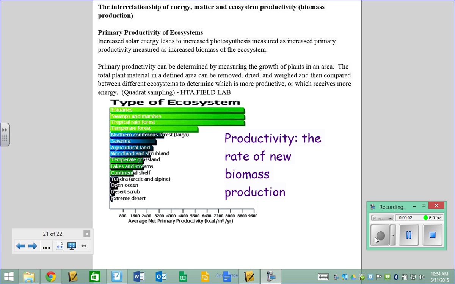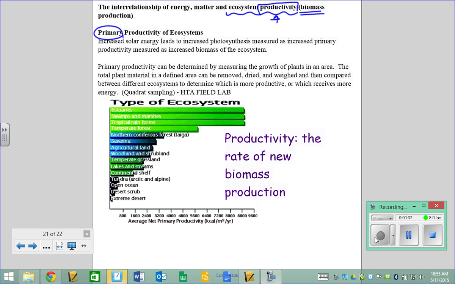Good afternoon once again. The last topic that we have to discuss in Chapter 2 is the interrelationship of energy, matter, and ecosystem productivity. So productivity is our key word, and we're going to use a topic that we've already discussed a little bit, the idea of biomass. Primary productivity is defined as the rate of new biomass production. So if we're talking about how an ecosystem works, we would always be starting with plants. So we're going to focus on primary productivity.